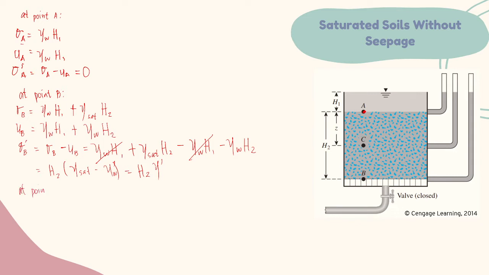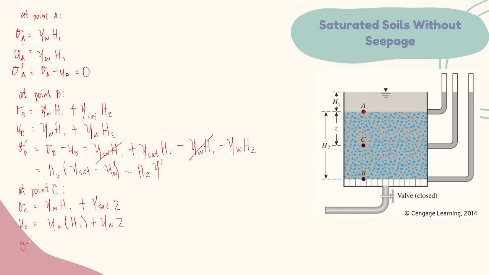So at point C, we have the total stress. This is equal to the unit weight of water times H sub 1 plus the saturated unit weight times the depth Z. And for the pore water pressure at point C, we have the unit weight of water times H sub 1 plus the unit weight of water again times Z.